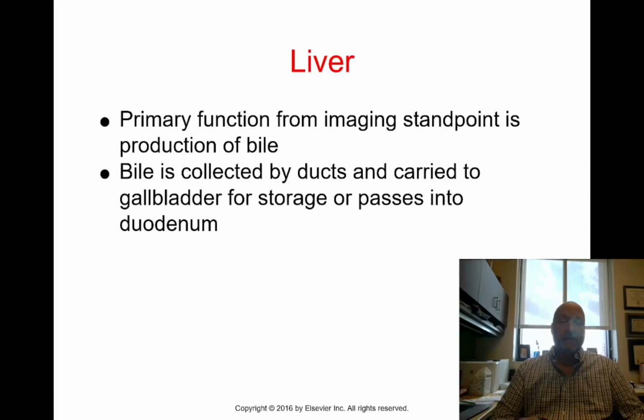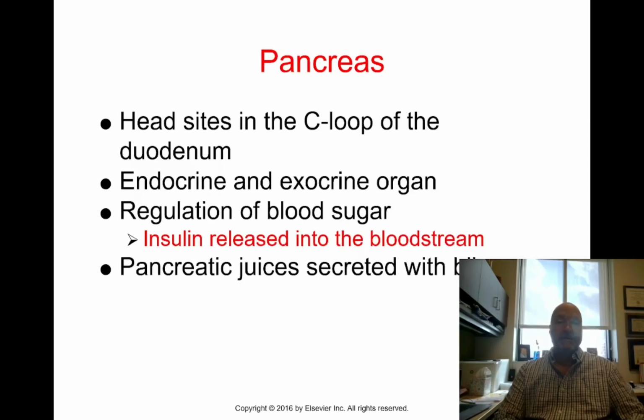So bile is collected by the ducts and is carried to the gallbladder for storage and concentration. Once the bile gets into the gallbladder, it pulls water from it and concentrates it. Then if you eat something that's fatty, the purpose for the bile is to emulsify that fat. So you eat something fatty and your body will detect that, and cholecystokinin will cause the gallbladder to contract to squeeze some of that bile into the small intestine so you can emulsify that fat or digest that fat.